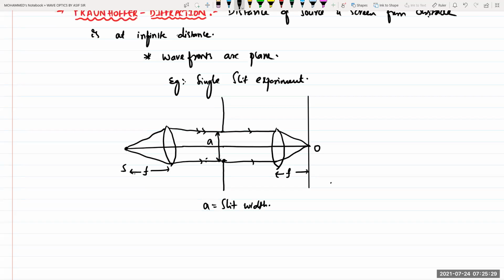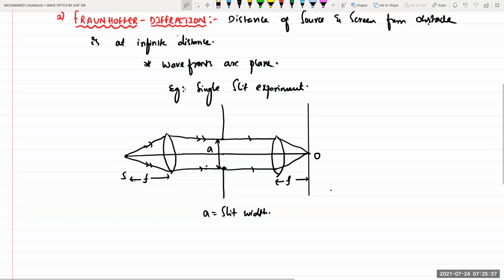Is it clear? And this is the source which is producing the waves. If the distance of the source and screen from the obstacle is infinite, such a type of diffraction is called Fraunhofer diffraction. The best example for this one is the single slit experiment. In this one, the wavefronts will become plane. Clear? We have already done the single slit diffraction experiment, so I need not tell you again related to this one.